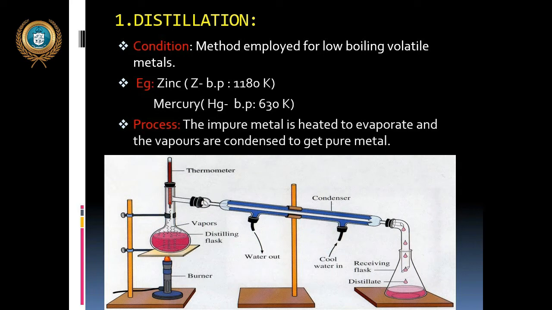So this is the distillation method. In the distillation method, the impure metal is heated and as soon as it attains its boiling point, it converts to the vapor state. The vapors are collected in the condenser, and when we send cool water through it, the gas condenses and again changes its state into a liquid state, and this is how we can get the pure metal. So I have attached a video here. Please go through the video. It will be easy to understand the process.